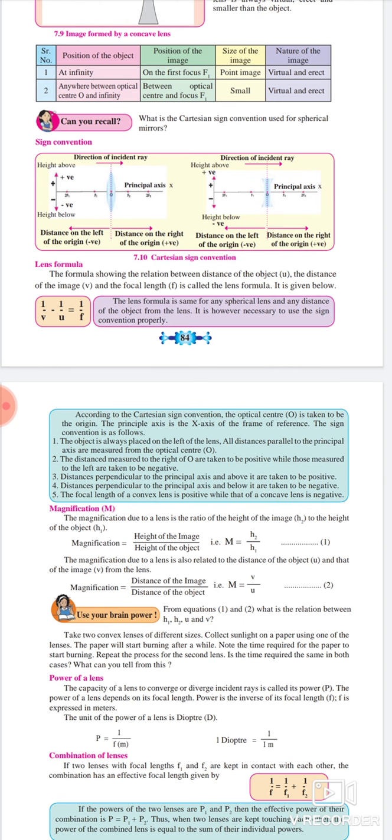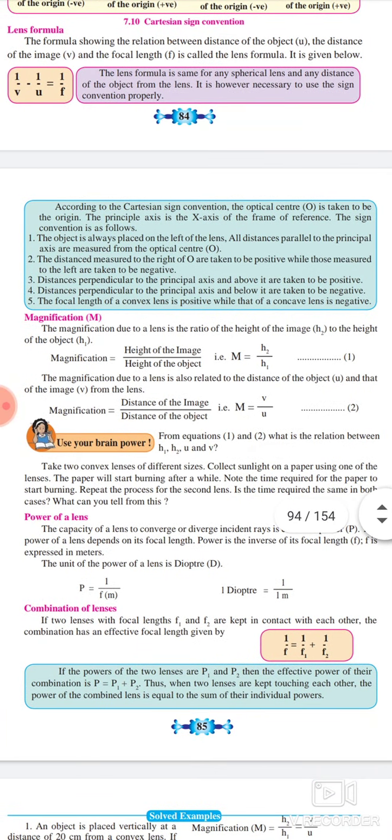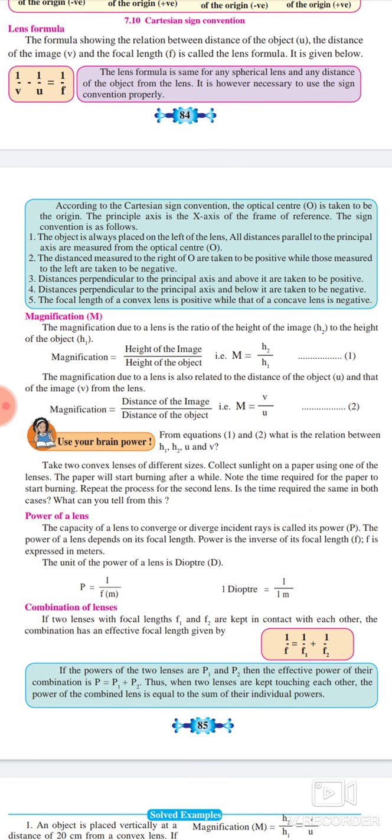Now see children, we will see the formula for magnification. What is the formula for magnification? It is the ratio of the height of the image to the height of the object. Magnification is equal to height of the image upon height of the object, m is equal to h2 upon h1. Object height is taken as h1 and image height is taken as h2. Magnification is related to the height as well as to the distance. We can take the formula for magnification for distance.